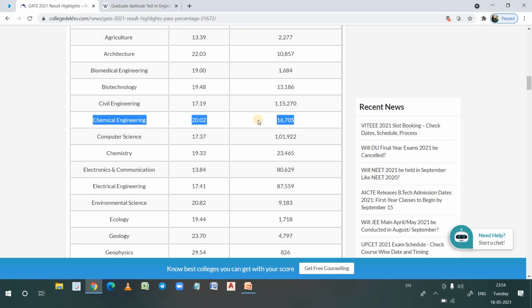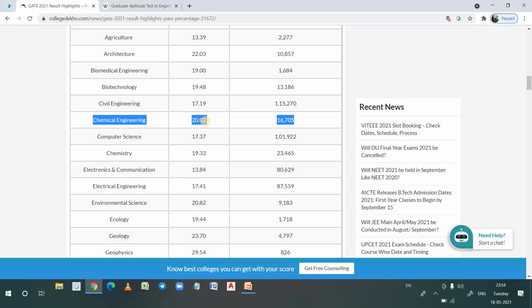These are the chemical engineering students, and the statistic is that only 20.02 percent of students passed. Am I talking about only the passed students being 20.02, meaning out of 100 there were only 20 students who passed or qualified GATE chemical engineering. And in these 20 students, can you just think about how many students will be under rank 100, under 200, under 500 and under 1000? So this is, you can say, the level of GATE.